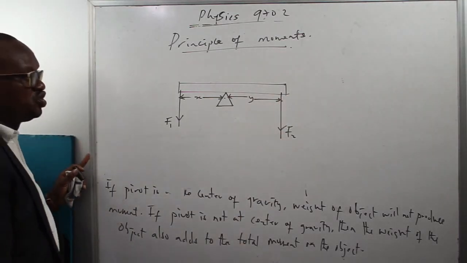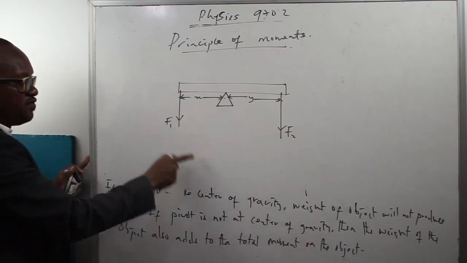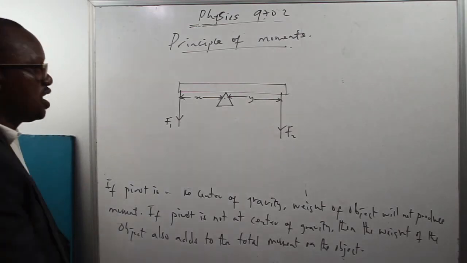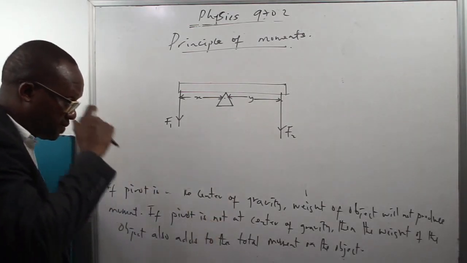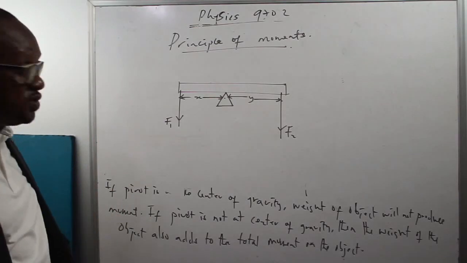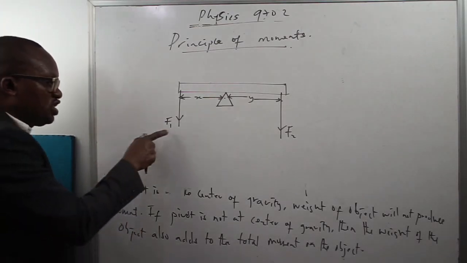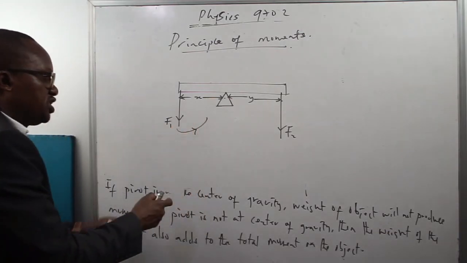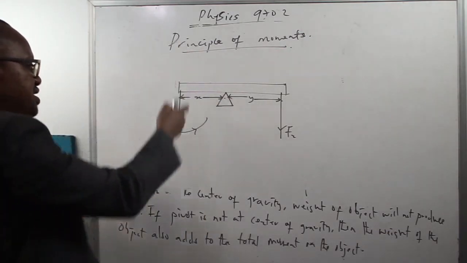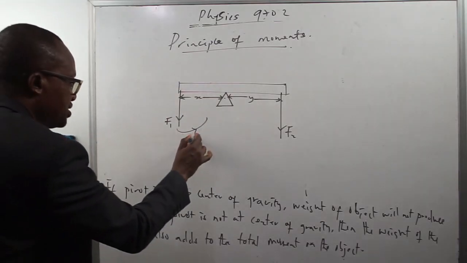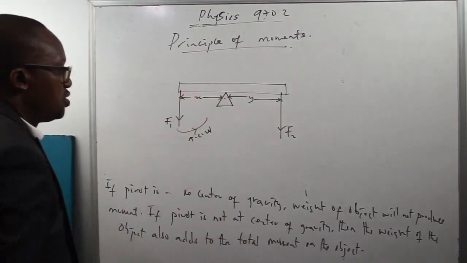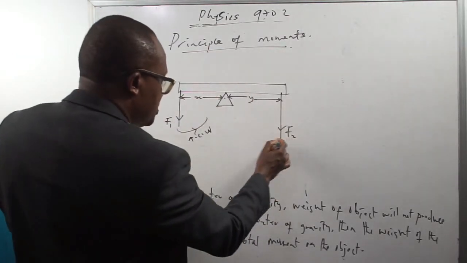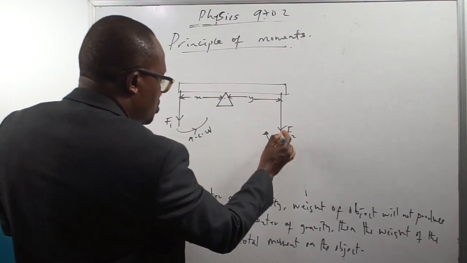The moment produced by F1 about this pivot is F1 times x, while the moment produced by F2 about this pivot is F2 times y. The question I want to ask you: what is the direction of this moment about this pivot? The force F1 causes this bar to turn in this direction, which is anti-clockwise. While this force F2 causes this body to turn in this direction about the pivot, which is clockwise.